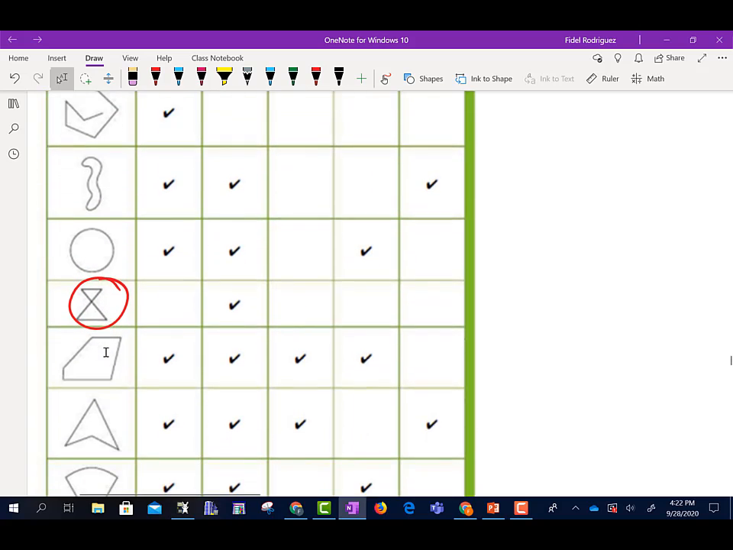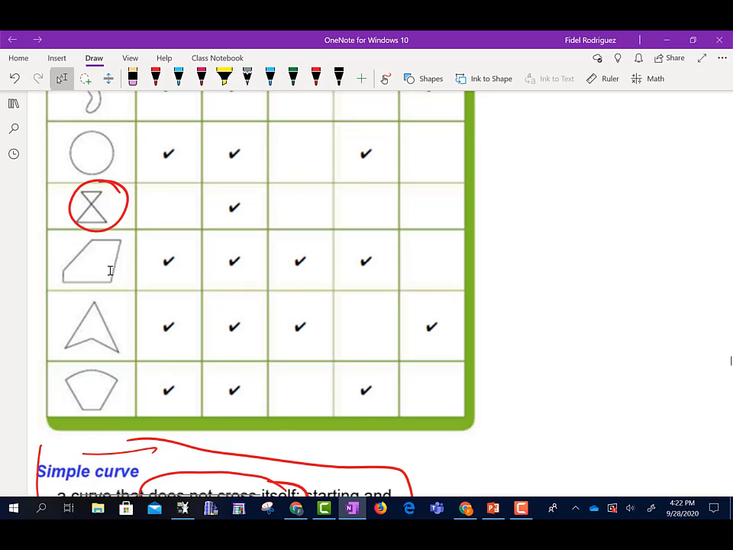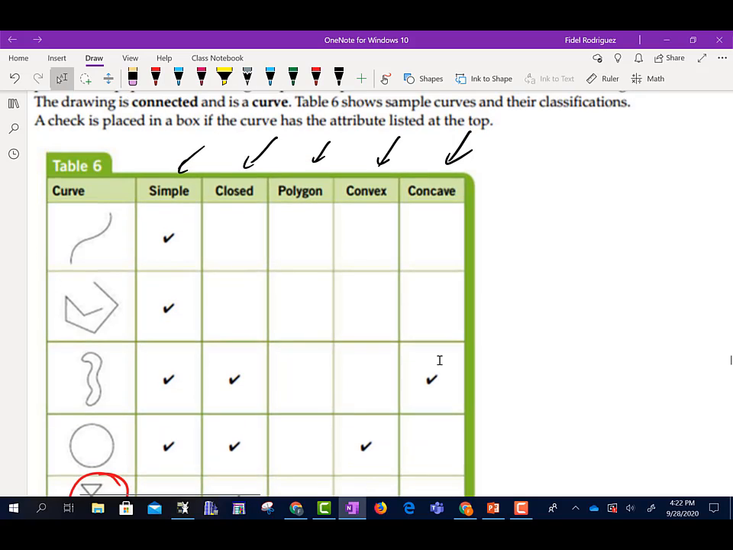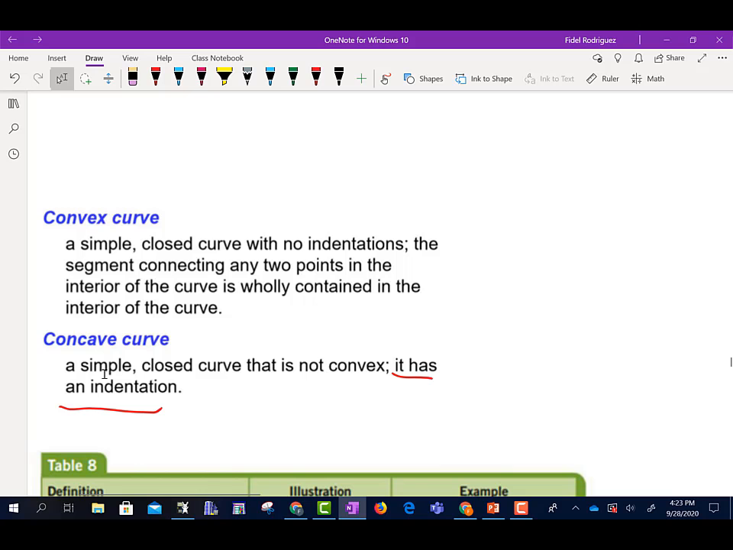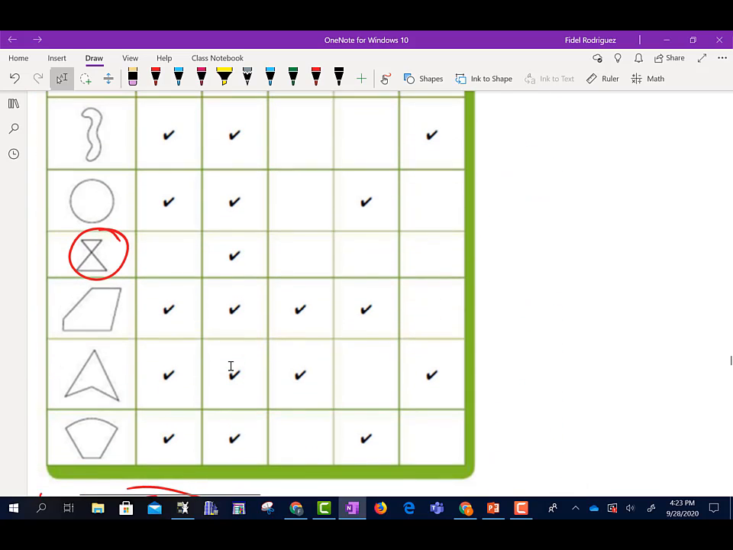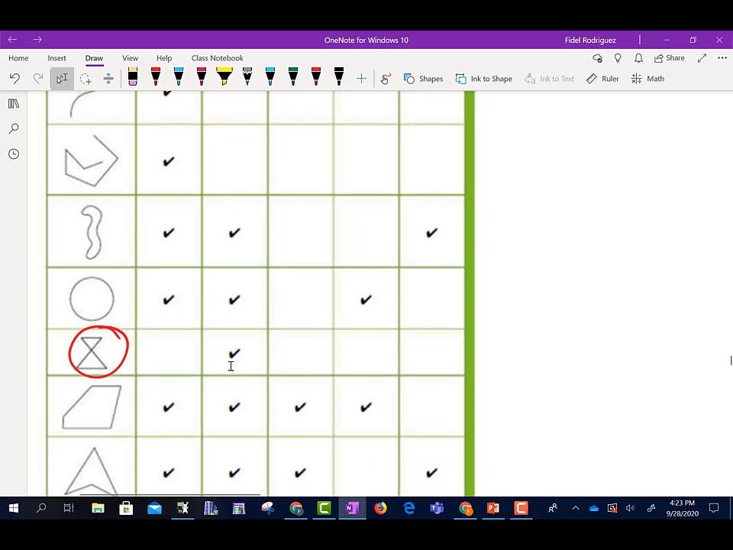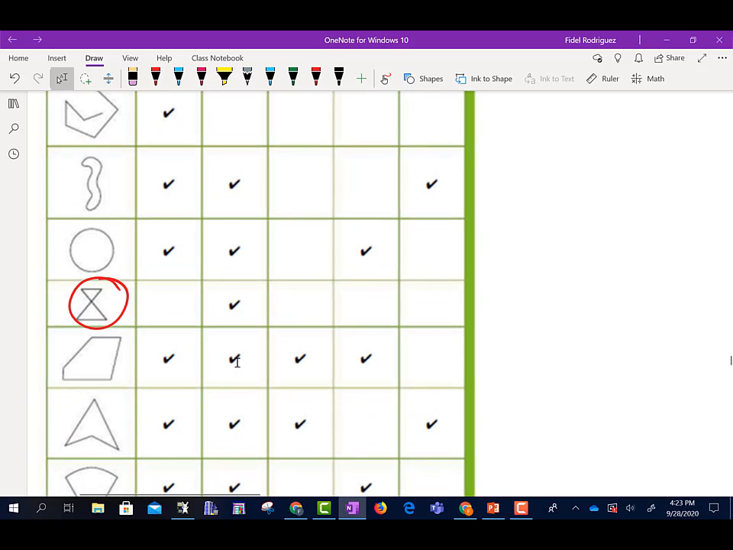Okay. Polygon says that the connecting parts are going to be line segments. So these are my line segments right here, these two. This one isn't because it has that little curve right there, right? Convex and concave. So remember, let's go back and look at convex and concave. Concave says it has an indentation, okay? So if you notice, right here is my indentation, and this part here would be my indentation, or right here would be my indentation, right? So that's what they mean by those things, okay?